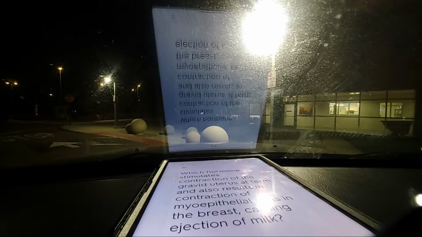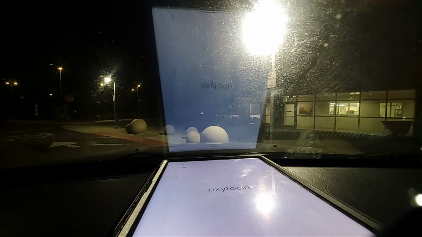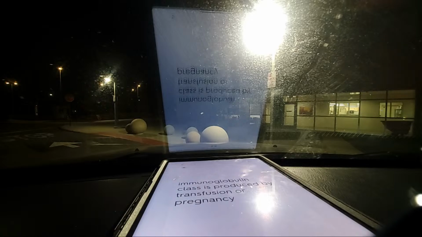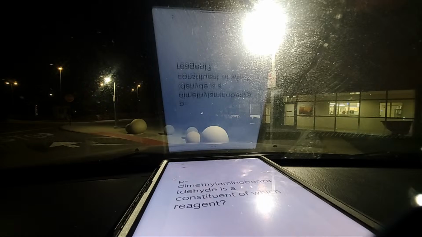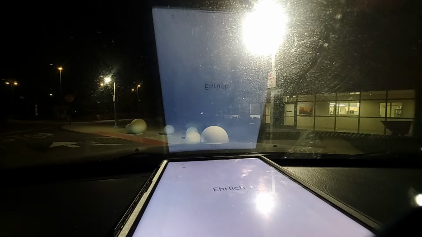Which hormone stimulates contraction of the gravid uterus at term and also results in contraction of myoepithelial cells in the breast, causing ejection of milk? Oxytocin. Immunoglobulin class is produced by transfusion or pregnancy. IgG. Beta-methylaminobenzoate is a constituent of which reagent? Ehrlich.